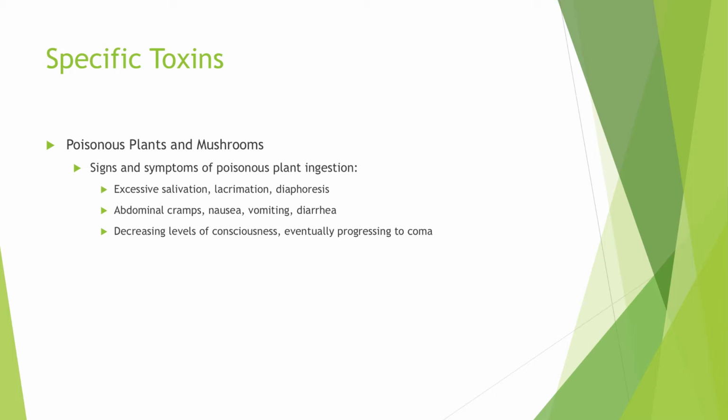Signs and symptoms of poisonous plant ingestion: excessive salivation. So here we have some of that SLUDGE stuff going on again. You have the same type of symptoms that you have with SLUDGE, and decreasing levels of consciousness and coma if it gets to that point. So you can see it's very dangerous.